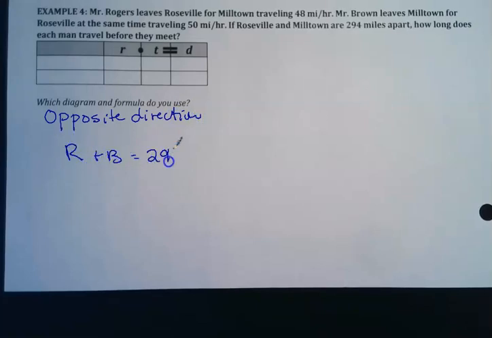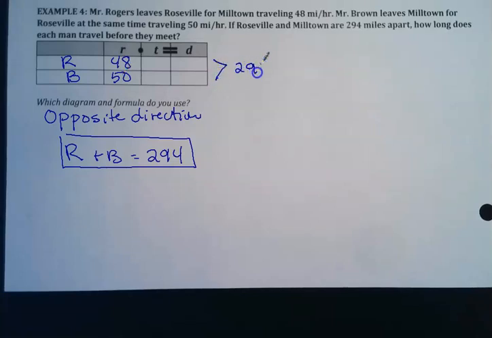R plus B equals 294. R was Mr. Rogers' distance, B was Mr. Brown's distance, and 294 was the total distance they were apart. Perfect. Okay, so we can put R for Rogers, B for Brown. Yep, 48 for Rogers. We don't know how long. 294 would go outside the box. Good.